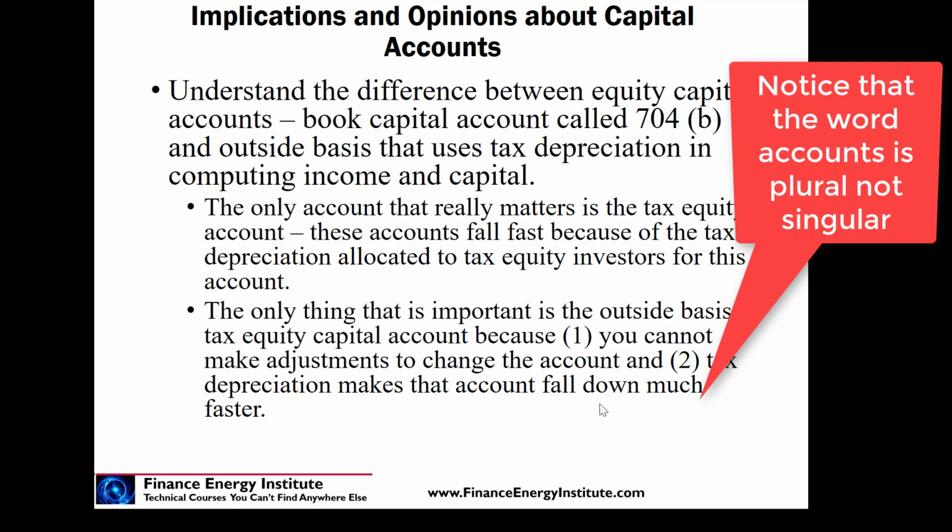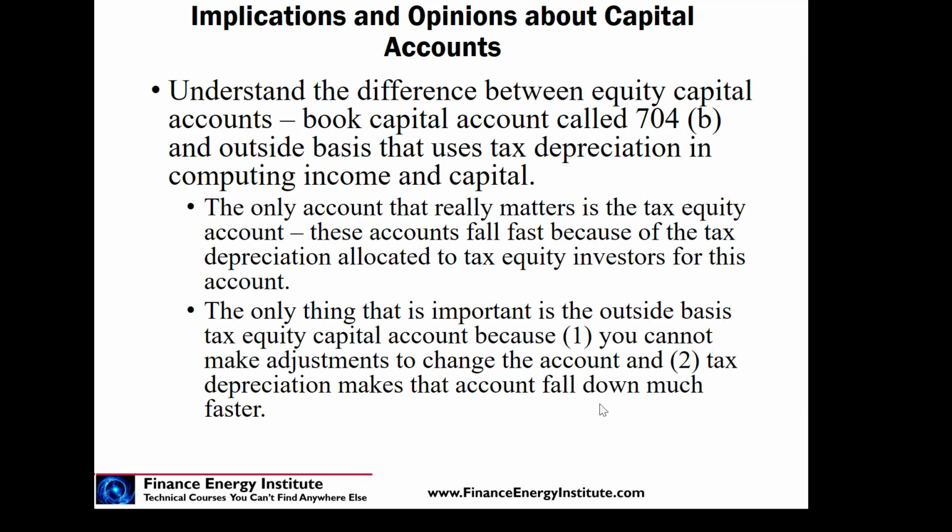Okay. Now we need to understand the difference between these two capital accounts before we delve into this modeling. Now, there are capital accounts for each investor. And there are two different, so at least there are four capital accounts. And then you can compute an aggregate equity capital account for the entire partnership. So now we have 6 different big capital accounts to throw in our model and confuse people. But there's only one that really matters.